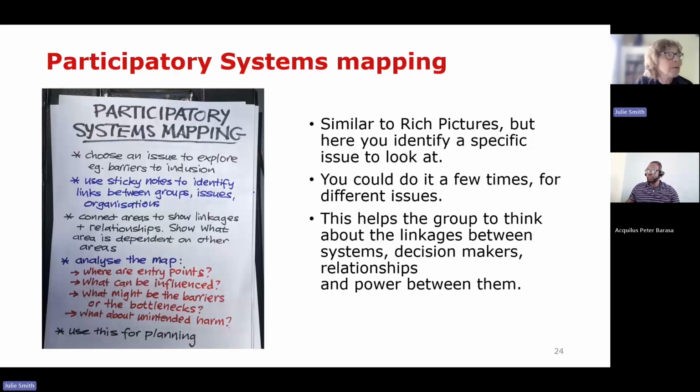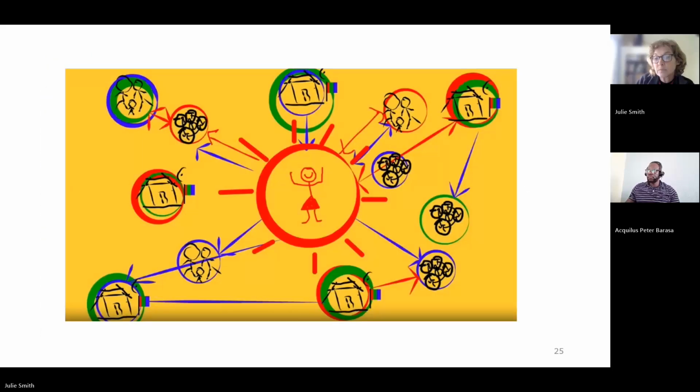What are some of, for example, the barriers or the bottlenecks that are stopping a particular issue from getting addressed, like employment? Are there any areas where you could do particular harm by addressing something in the wrong way? So this is really useful for helping with planning. So there might be things like this where you are showing the connections and the relationships between a woman with a mental health condition in a community, or it could be a particular group in a community.